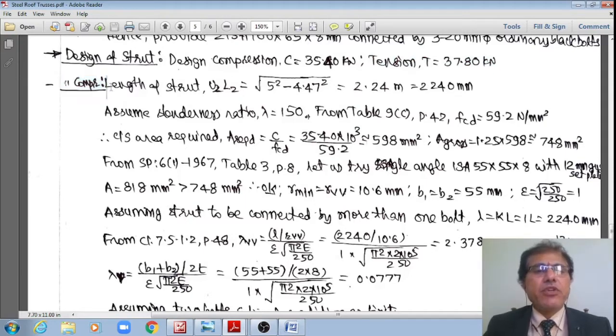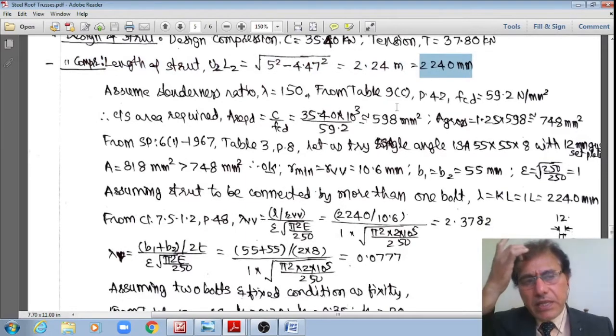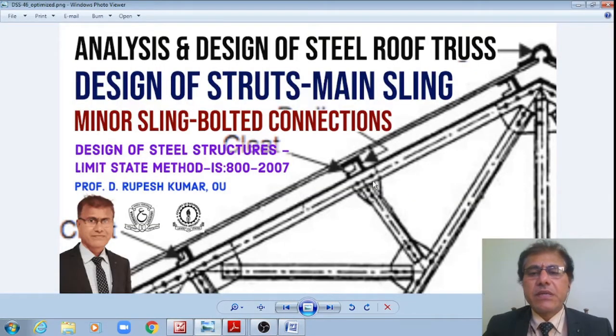And even from the geometry we know that the length of the strut U2L2 is the square root of 5 squared minus 4.47 squared, right? That works out to say 2.24 meter or say 2240 mm, the length of this strut, right? Let me show this strut. Now this strut is like this, and this is that strut what we have, right?